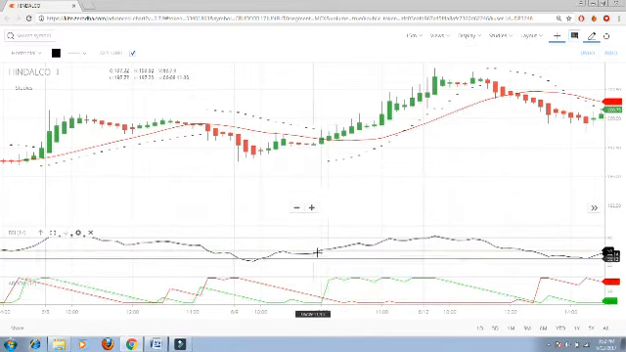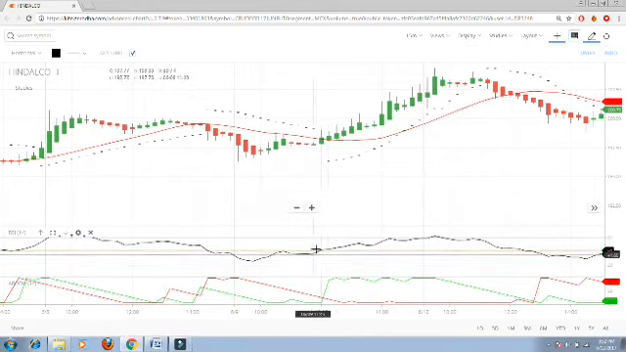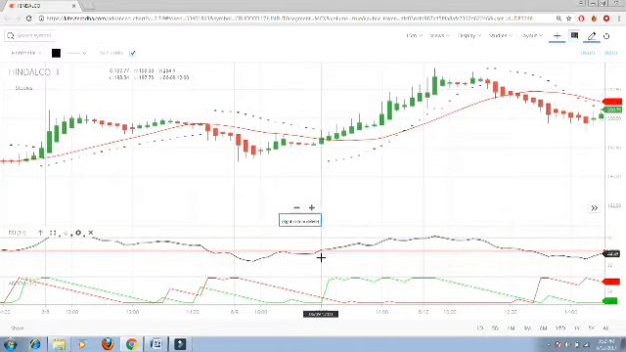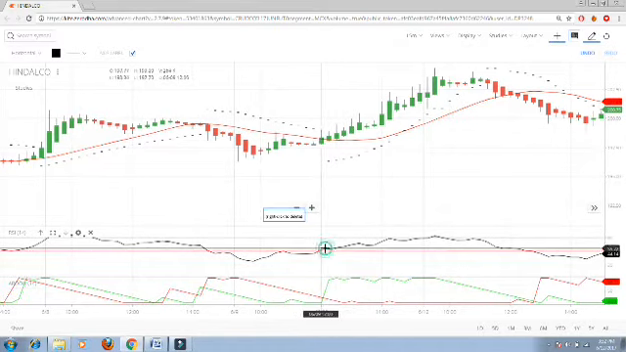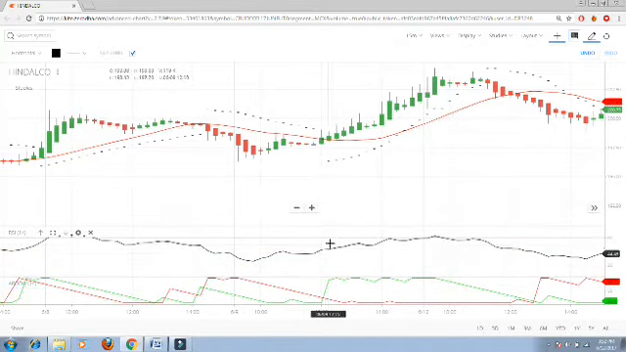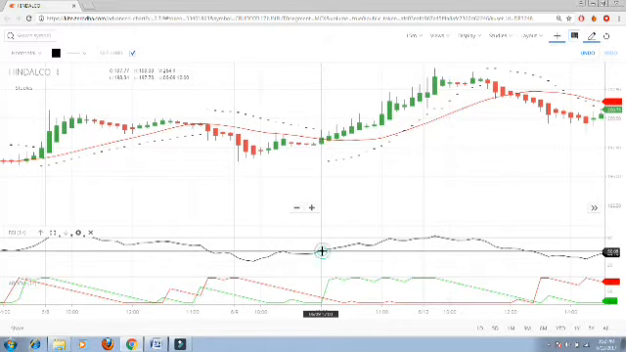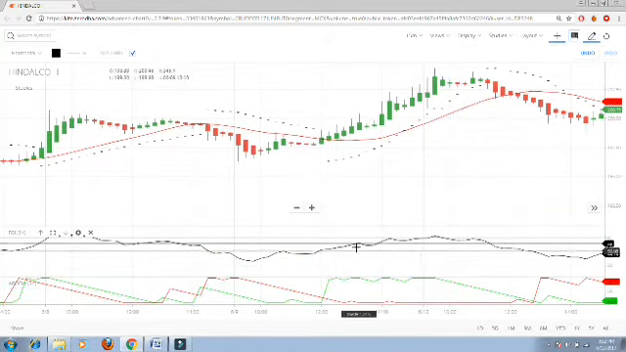See here, it is hitting this 50 line and going up. This is your fresh turn. Now this is where you should enter the trade. This is where you should take your trades, as it's crossing the 50 line.